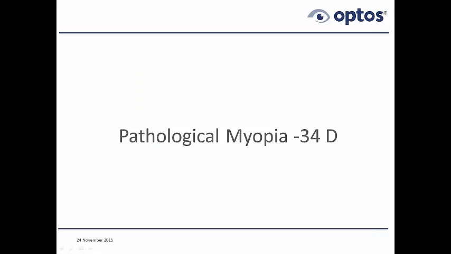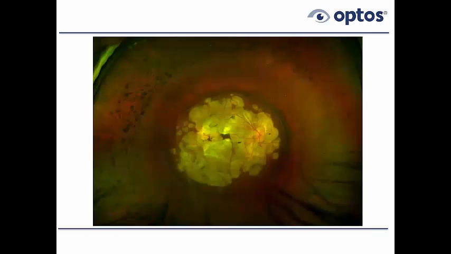Pathological myopia. This is the highest myopia I've seen in the last 5 years, about minus 34. Here's what the patient looks like clinically. Acuity is actually not bad, 20/40. This is a little bit of retina right in the center that's still intact. This patient has a bunch of rings also. These are actually posterior staphylomas, and there are several of those.